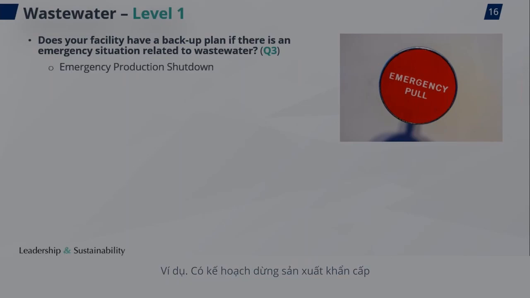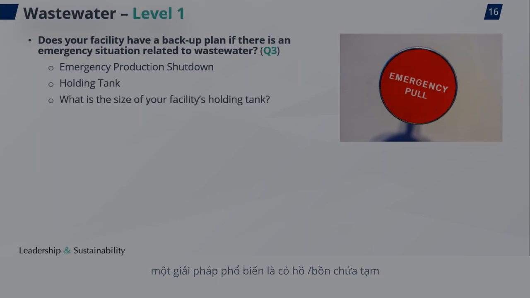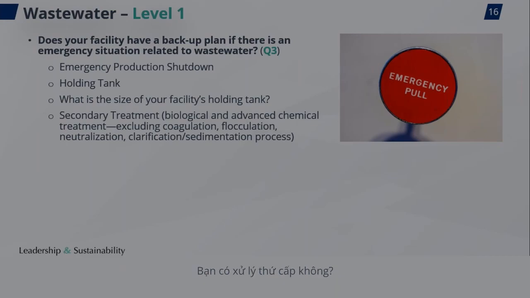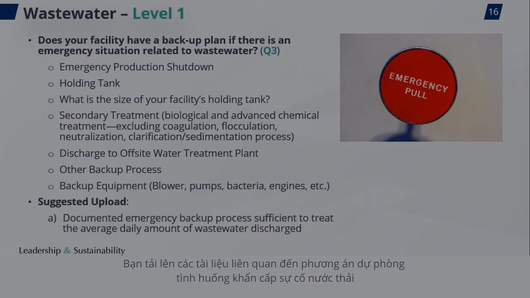So, for example, a possible backup plan could be to have an emergency production shutdown, which is, of course, not what you would like to see. So you should have other backup plans. And one very common one is to have a holding tank. And so here, SAC and the Higg FEM is then also asking, what is the size of your facility's holding tank? Do you have any other secondary treatment, or do you have another discharge that you can do to an offsite wastewater treatment plant if your own is not working, for example, or do you have any other backup process? And you should then please upload accordingly the documents you have available.